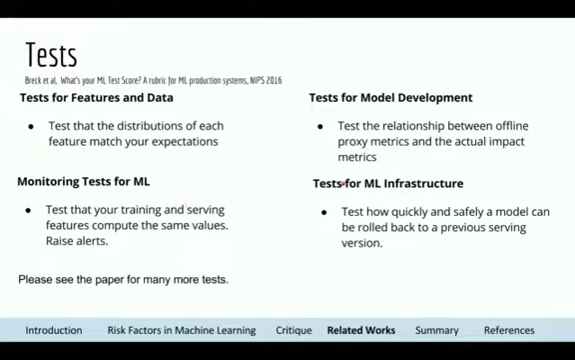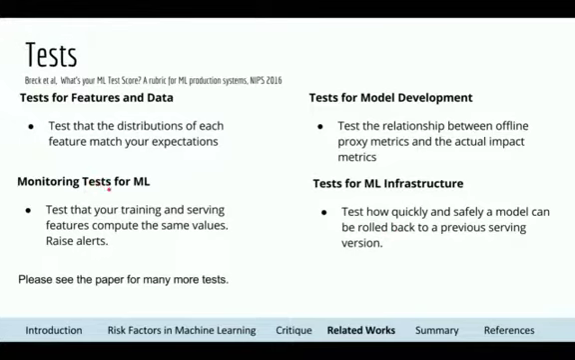You also want to have tests on the infrastructure side of things. You might want to test how quickly and safely a model can be rolled back to a previous version. Let's suppose you find a bug in your fancy neural network ranking model and the search results suddenly are not as expected. Now you need to switch your ranking model to a previous working version. Being able to quickly revert to a previous known good state is crucial for ML models.